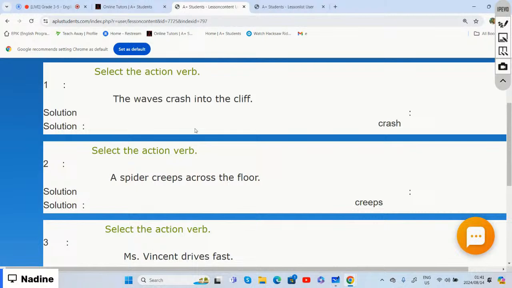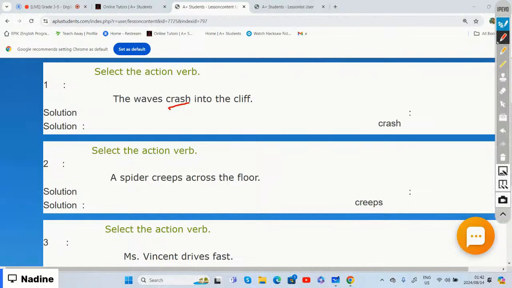We need to select the action verb. Is it waves? Is it crash? Is it into? Is it the? Or is it cliff? And if we were to identify our action verb, then we would say it is crash. Yes. The next one says a spider creeps across the floor.